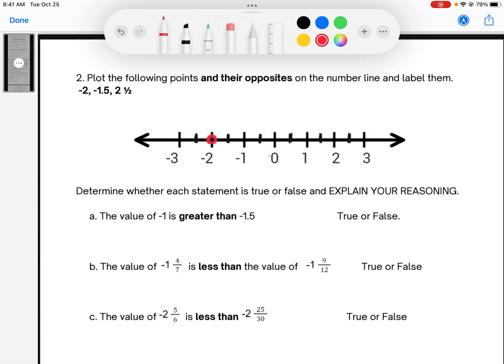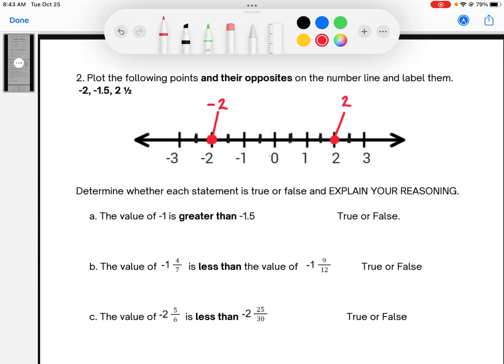I'm going to plot -2. I can clearly see it's right here. It says label it. So I'm going to put the -2 there just so I can clearly show. And then its opposite. So I know the opposite of -2 is 2, right? Same distance from 0. That is the opposite.